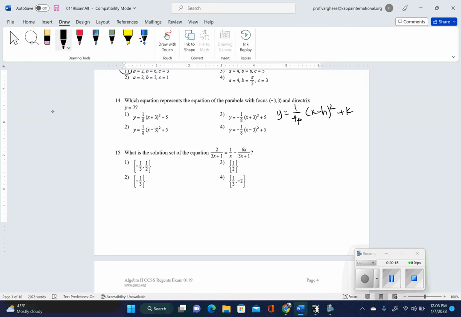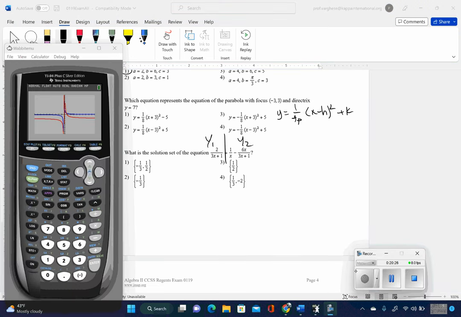All right, so number 15. Let's just pretend that 14, you didn't remember how to do it. It's okay. Y1, Y2 this and see where they meet. Okay, so this one is definitely doable on the calculator.